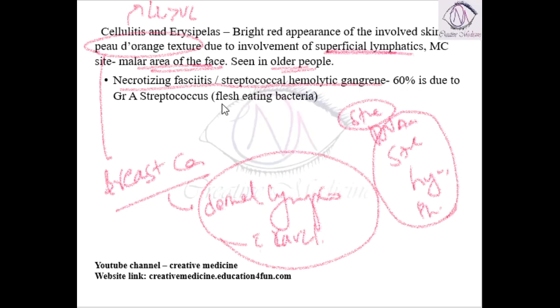It is caused 60% by group A streptococcus, and because of the release of these enzymes, it digests all the materials of our tissues, so it is called flesh eating bacteria.